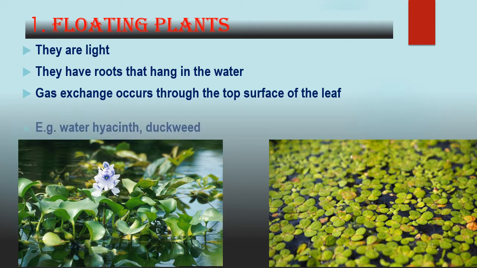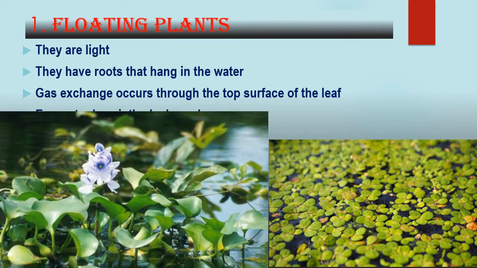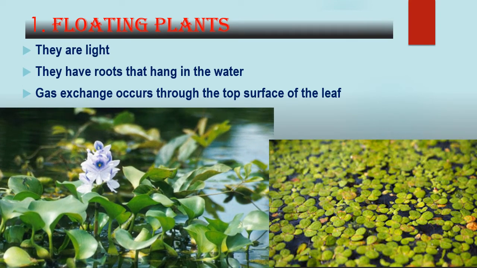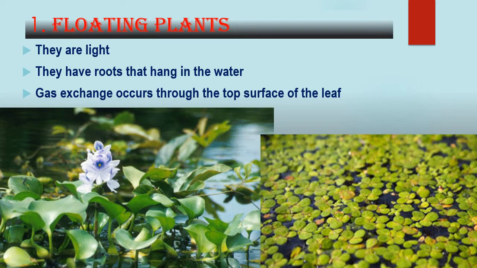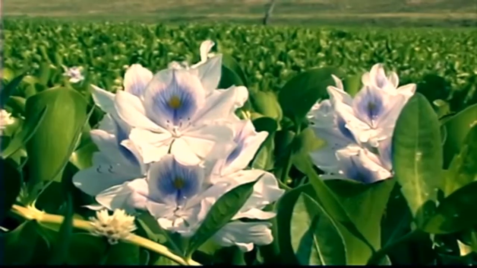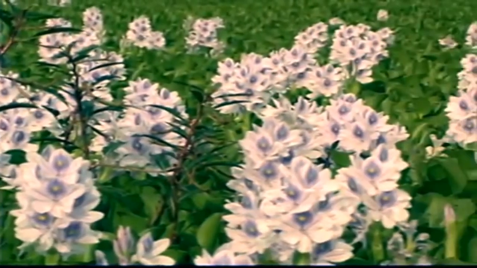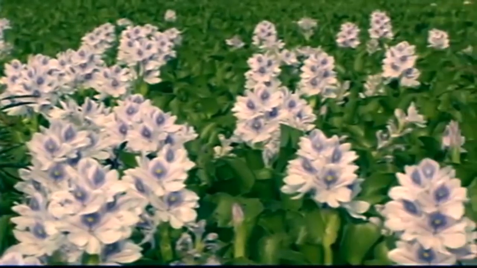The examples of such plants are water hyacinth and duckweed. As you can see in the first picture, this is water hyacinth and this is duckweed. That's how these plants look like. So this is water hyacinth. It has flattened leaves and the upper part of the purple flowers have blue and yellow markings.